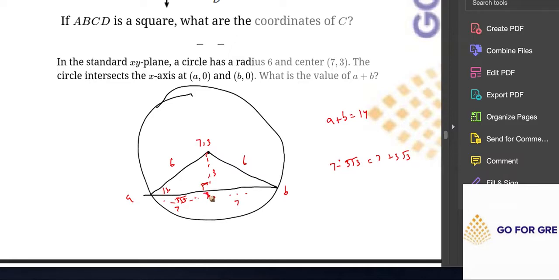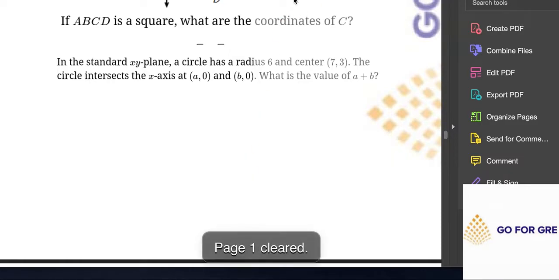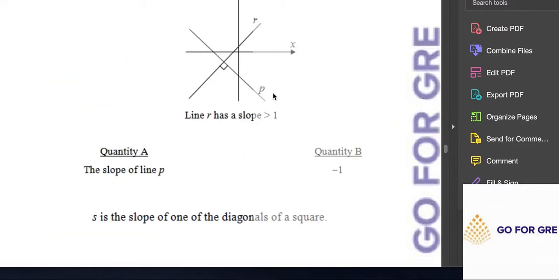If this is the point 7, these points are equal. So again here in this question, it is again a very good question.